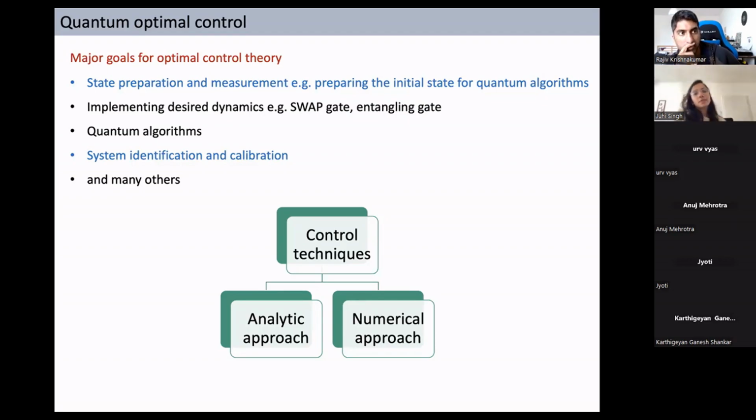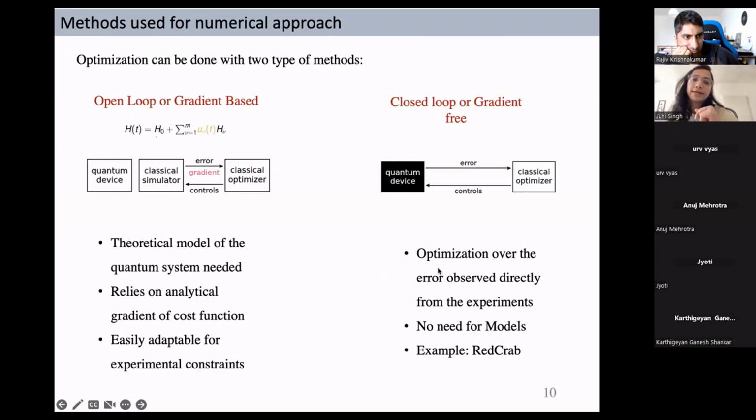This optimal control technique, as I said, is analytic and also numerical. Depending on what your problem is, you can either solve it completely analytically, which is not always possible because for that your system size should be really small. If you go to a bigger system size, then you cannot solve it analytically, and you can go to the numerical approach. I would say you can divide the numerical approach into two different categories.